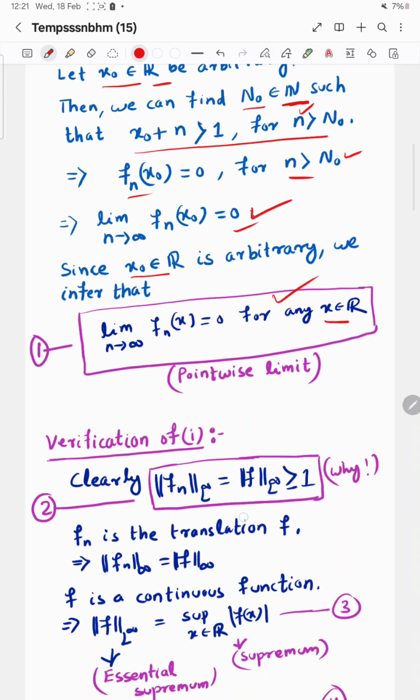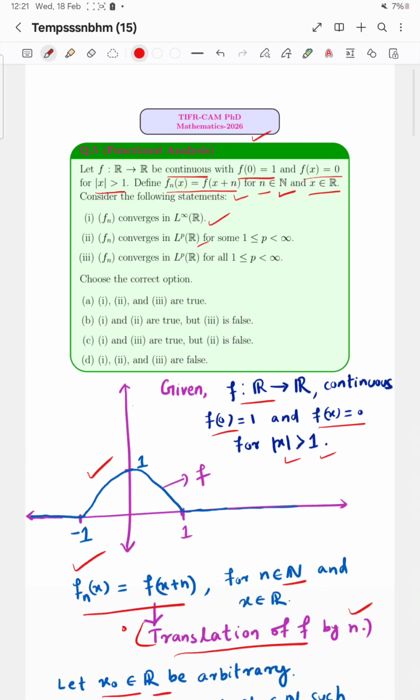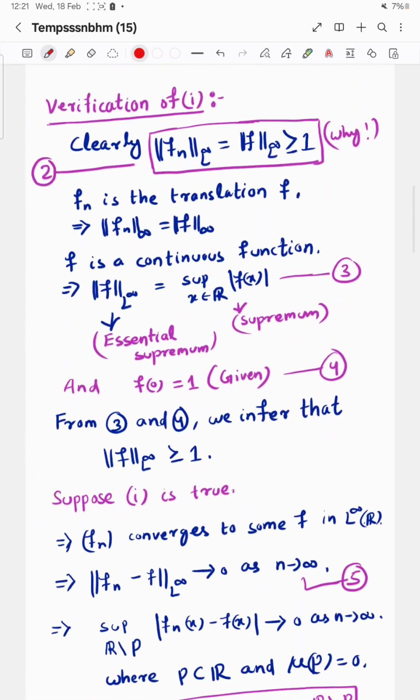Now we will move to verify option 1. Option 1 is saying what? Option 1 is saying whether this sequence f_n converges in L infinity. This sequence f_n converges in L infinity. We have to check whether it is a true statement or false.